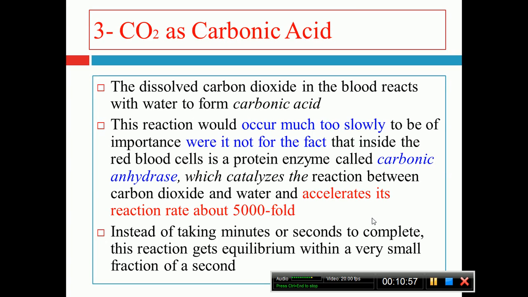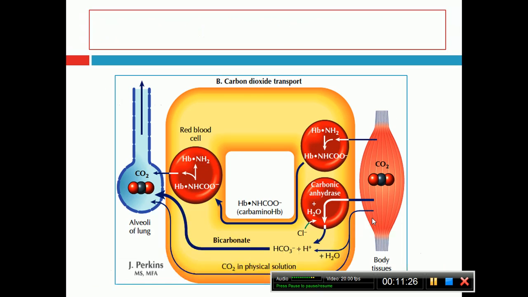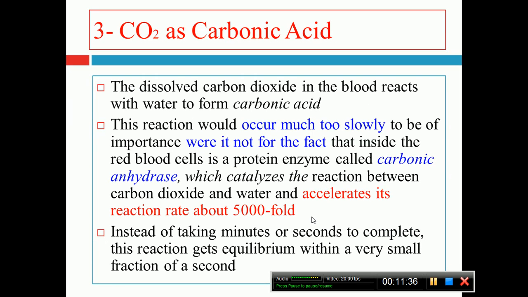While CO2 as carbonic acid, this is the primary mechanism. The dissolved carbon dioxide in the blood reacts with water to form carbonic acid. This reaction would occur much too slowly to be important were it not for the fact that inside the red blood cell is a protein enzyme called carbonic anhydrase. Carbonic anhydrase is a very important enzyme. It has many therapeutic implications as well. You will see in second prof. So carbonic anhydrase catalyzes this reaction, carbon dioxide plus water, and accelerates this reaction rate about 5,000-fold.